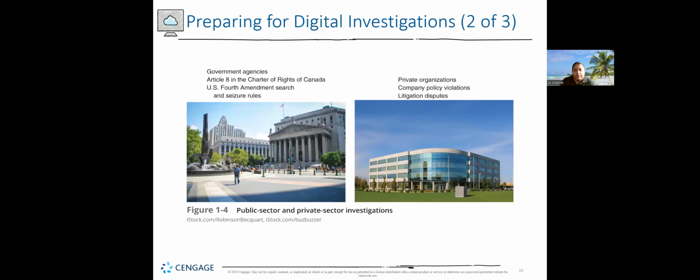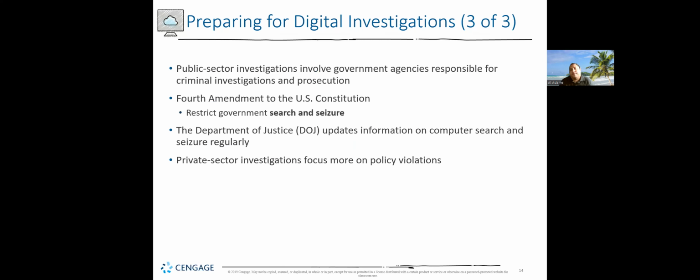So here we go. Government agencies: Article 8 in the Charter of Rights of Canada, and the U.S. Fourth Amendment, search and seizure. Essentially, Article 8 in the Charter of Rights of Canada is the same as the U.S. Fourth Amendment regarding search and seizure. Private organizations have company policy violations and litigation disputes. Differences, right? Apples to oranges. Public sector investigations involve government agencies responsible for criminal investigation and prosecution: ATF, CIA, DEA, think of it, they're all there.